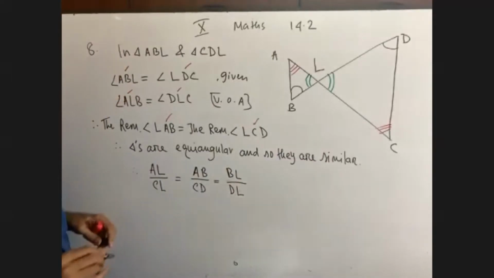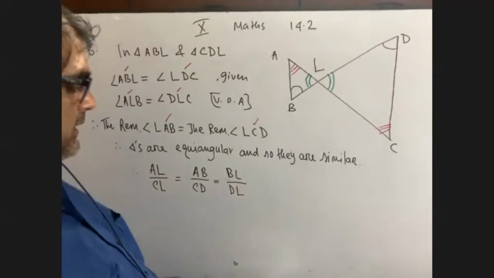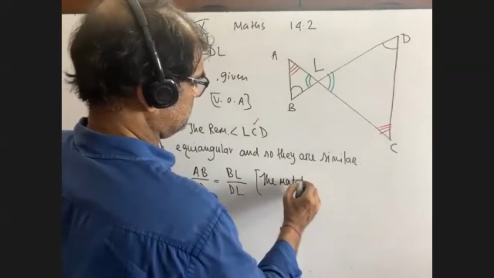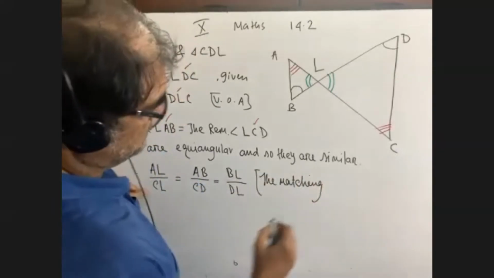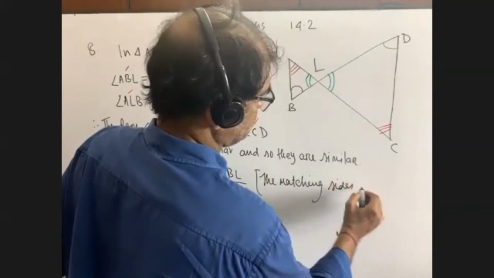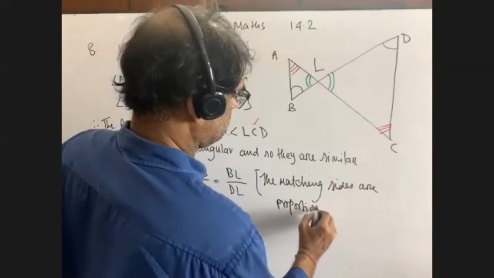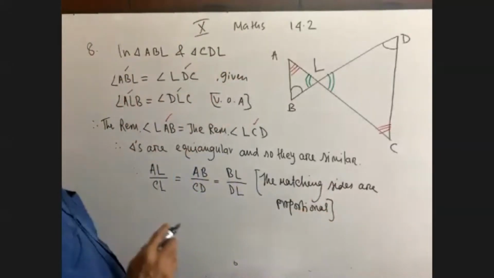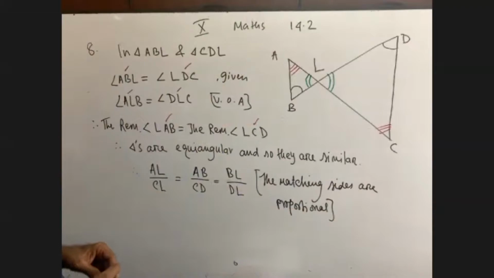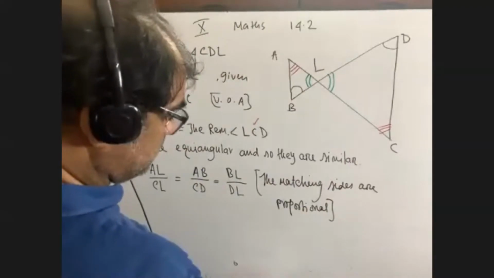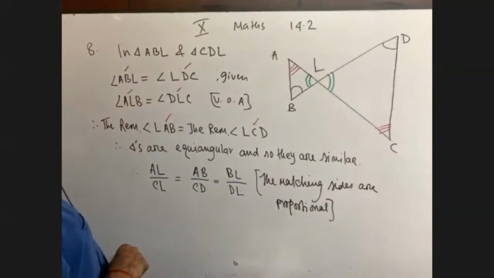I have just omitted the midpoint to find out the matching sides. Side note can be given here: the matching sides are proportional. Yes, in the proof, we have to see what is the proof. BD equals 5BL. BD and BL, BD equals 5BL. Okay, very good.